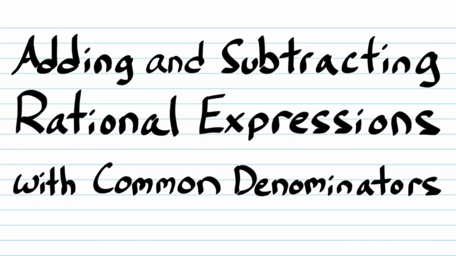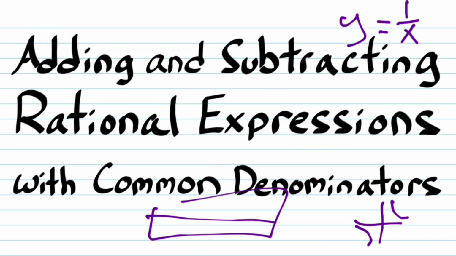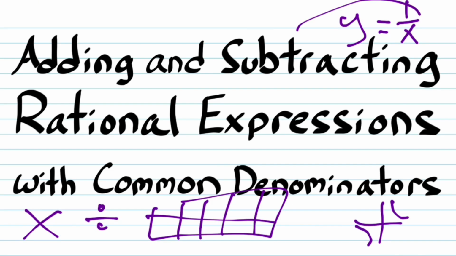Today's video is going to involve adding and subtracting rational expressions with common denominators. So far in this video series, we have talked about the key features of rational expressions, which come from the parent function y equals 1 over x. We have talked about how to graph these functions on a coordinate plane and also graphing them from a table of values. We have also talked about multiplying and dividing these types of functions.